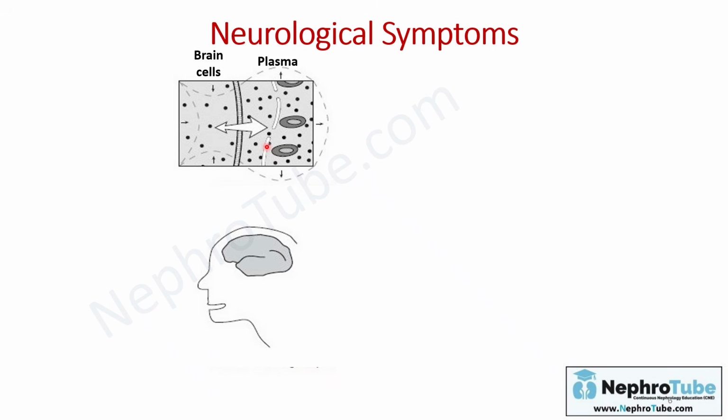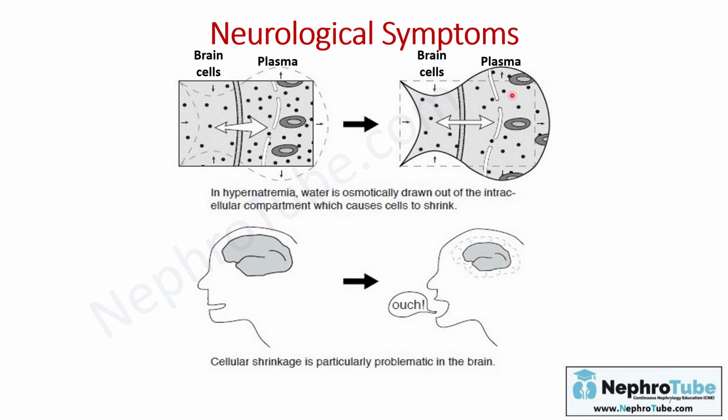Normally, the osmolality of the interstitial fluid of the brain cells equals the osmolality of the extracellular fluid. But in cases of hypernatremia, the level of sodium increases in the plasma, which causes hyperosmolarity in the plasma. This will draw water by osmosis from the brain cells to the plasma, which will cause the brain cells to shrink. So in hypernatremia, the brain shrinks, which causes neurological manifestations of hypernatremia.